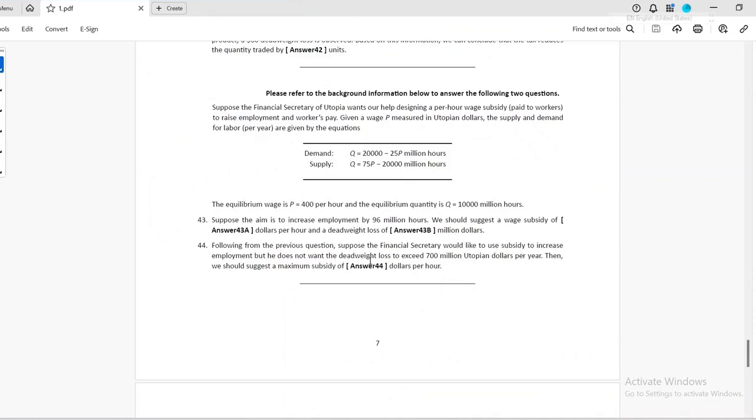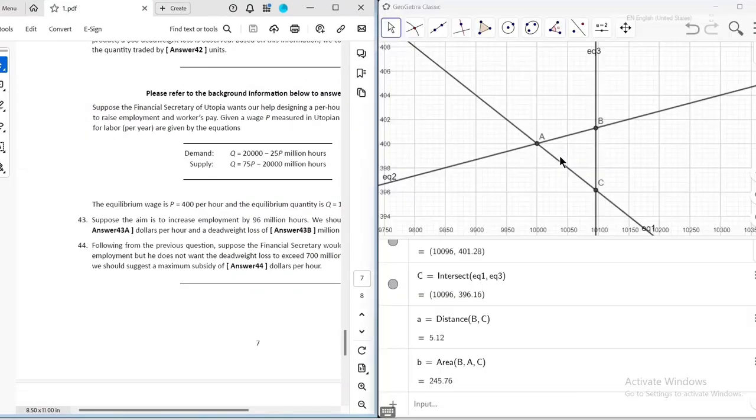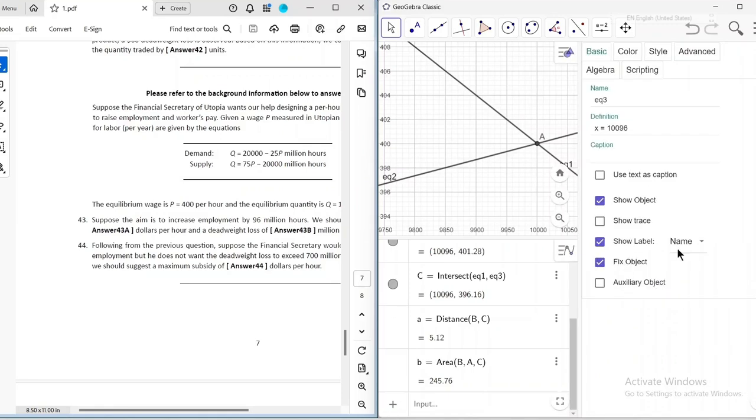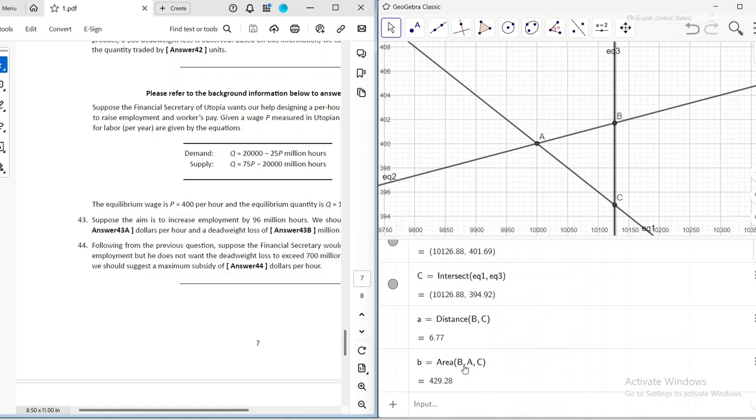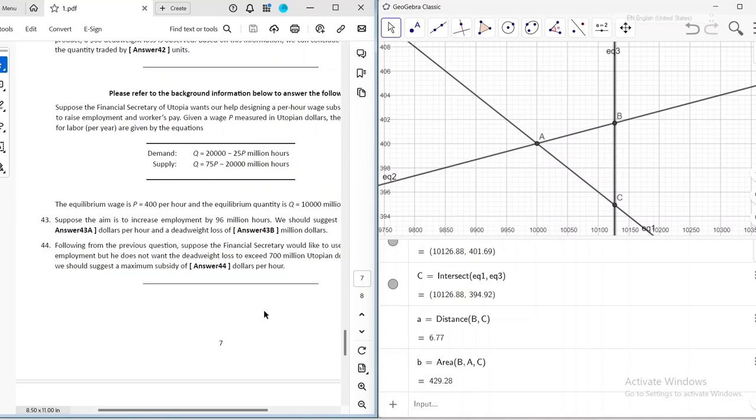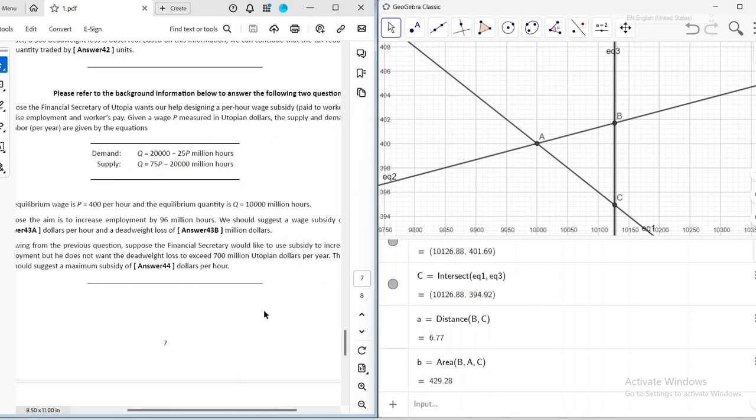Now in the next question, suppose the financial secretary would like to use subsidy to increase the employment, but he does not want the deadweight loss to exceed 700. So we need to limit the deadweight loss to 700. Let me change the setting so that we can shift the curve to the right. So you can see I can move this curve now, and you can notice here the area BAC is changing, and we have to make this 700.